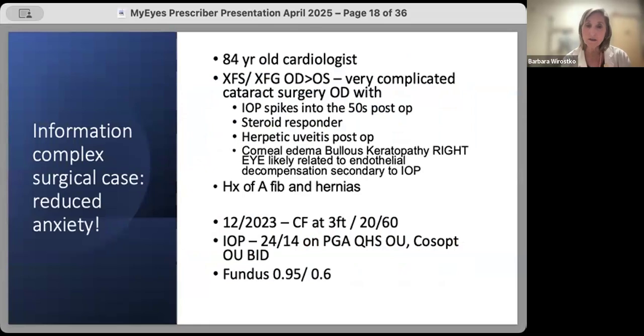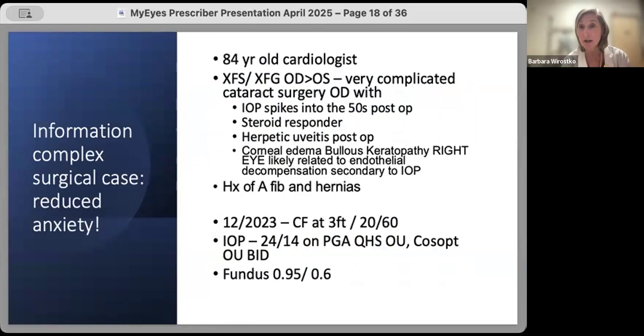Last case that I think is going to be, again, another interesting case. Information, right? Basically giving that patient ownership, empowerment, control, and reducing a lot of anxiety.